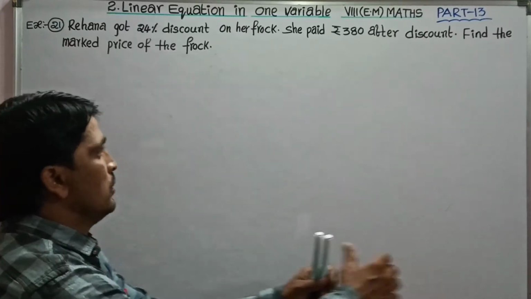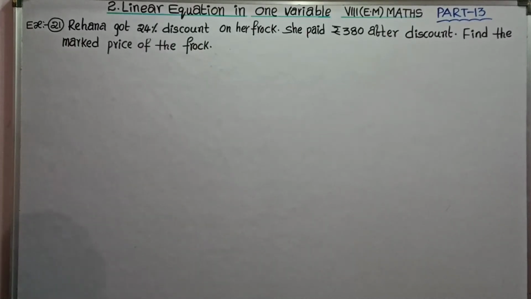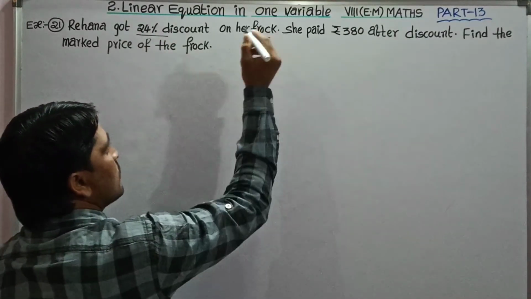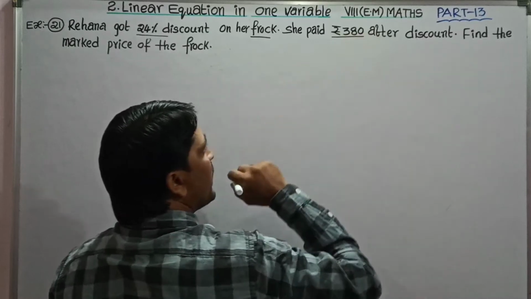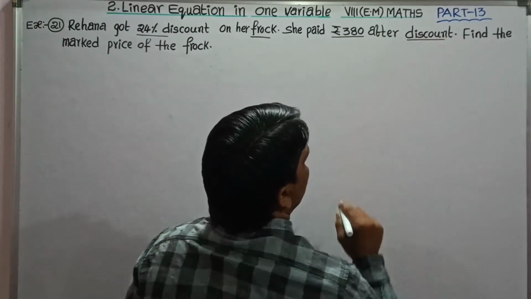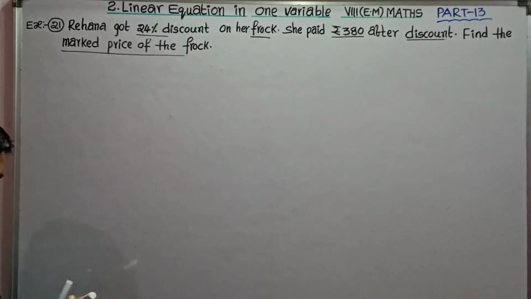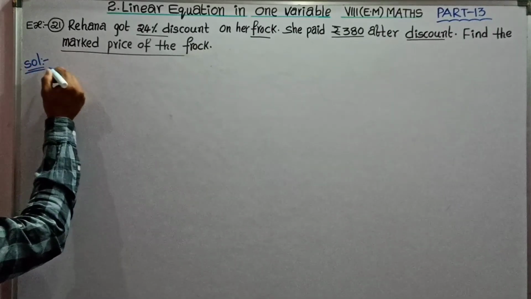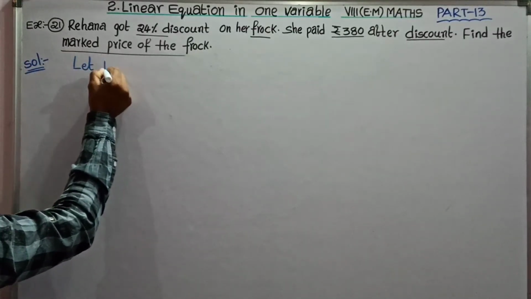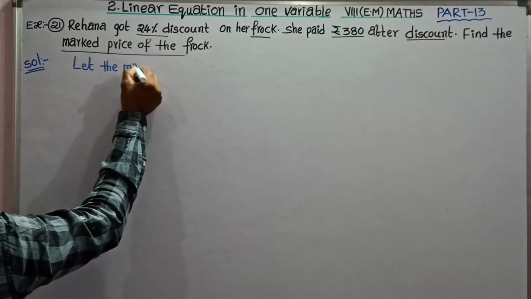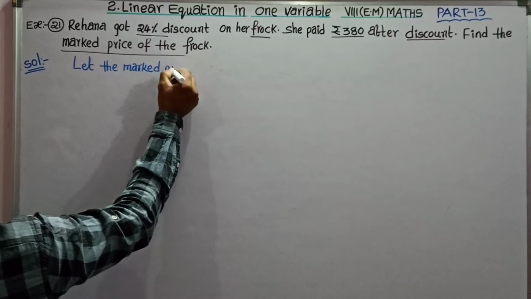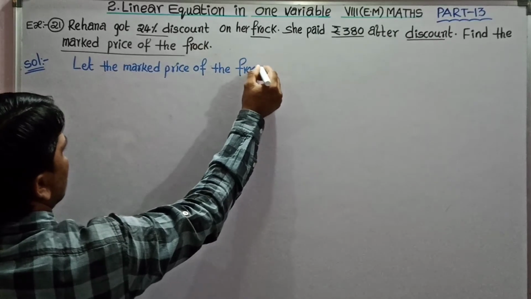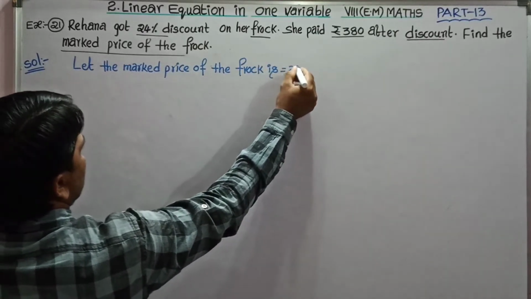Problems. Okay. Question. Example 21. Rehana got 24% discount on her frock. She paid rupees 380 after discount. Find the market price of the frock. Since we have to find the market price of the frock, that is the unknown quantity. Let the market price of the frock be X rupees.